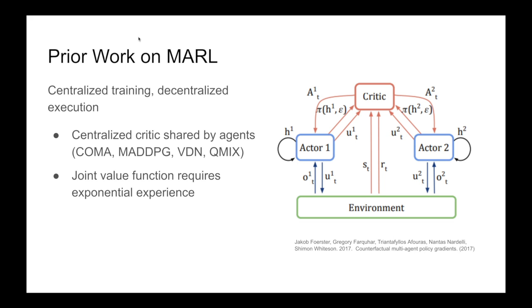But now, as the agent policies update, the environment appears non-stationary to each individual agent. To address this, it's common to add a centralized critic that looks at all of the actions, but unfortunately, the space of the inputs to the critic also grows exponentially with the number of agents.